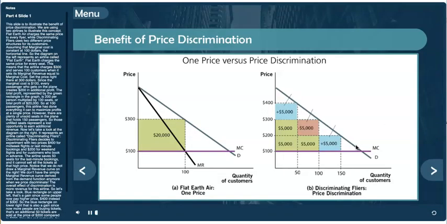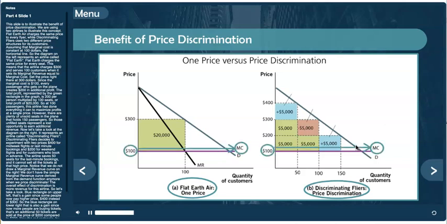This slide is to illustrate the benefits of price discrimination. We're using two airlines to illustrate this concept. Flat Earth Air charges the same price to every flyer, while Discriminating Flyers uses two different price structures for its customers. Assuming that marginal cost is constant at $100, the horizontal line.